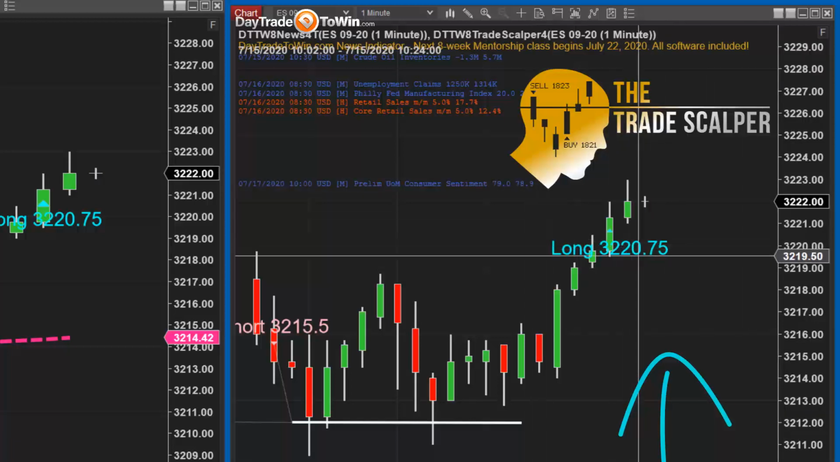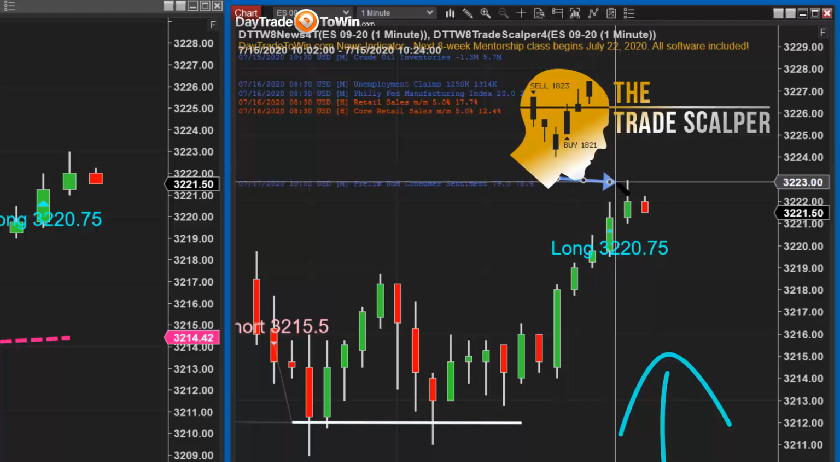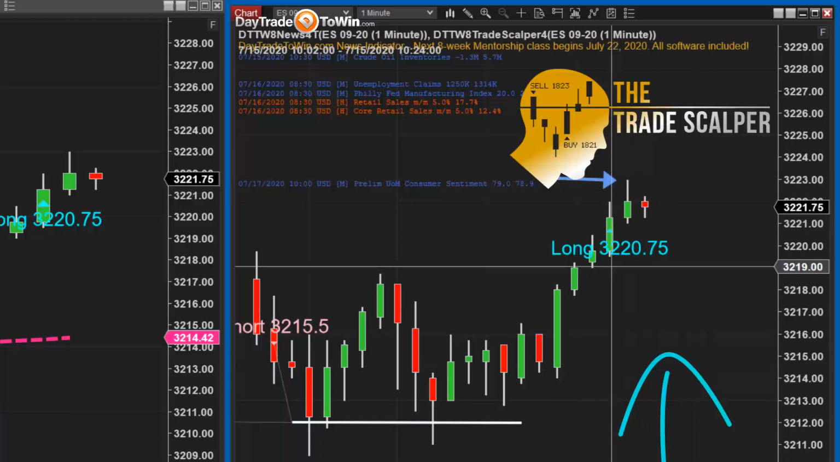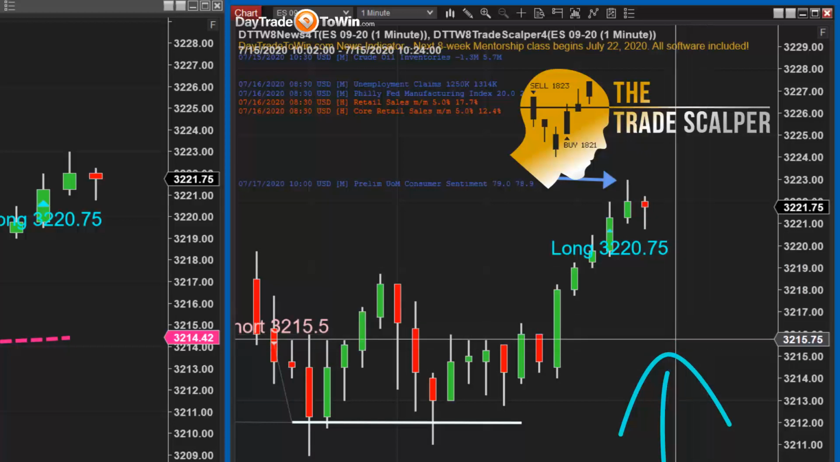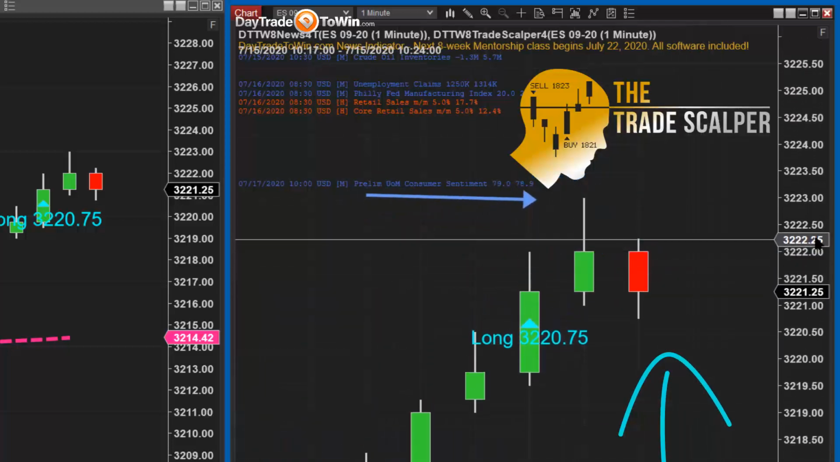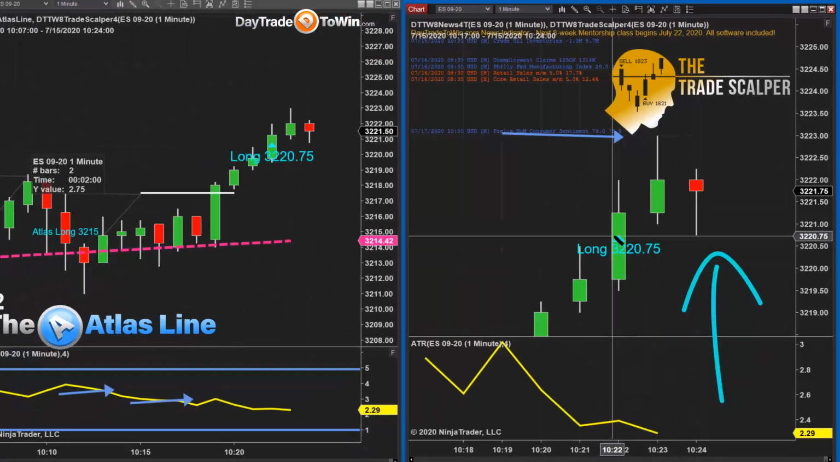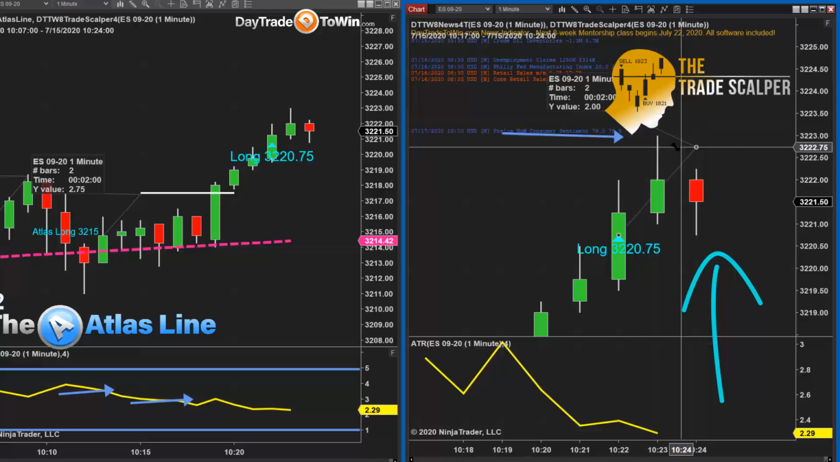If you were able to get 32.21 or 32.20.75 or even better, great. But if you entered long here, already 2 points above where the signal occurred, I think now you're chasing it and you're not really positioned well as an entry. All right. Just expand that out like that. And 2 points will look something like this here.